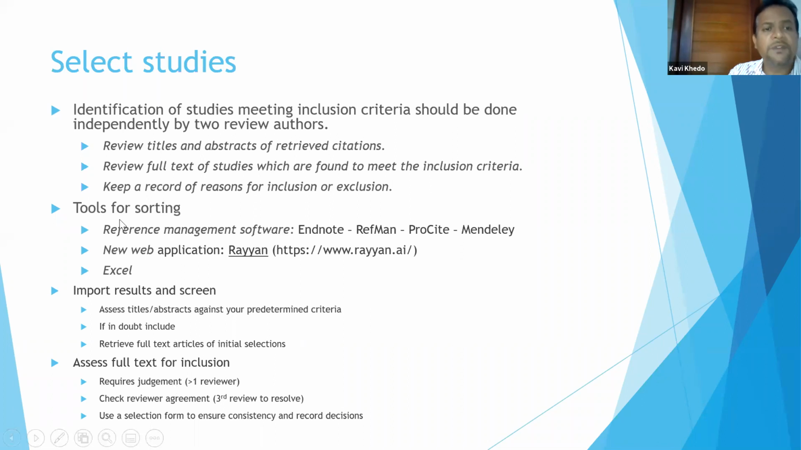You have different tools that you may use to sort your papers, EndNote, RefMan, all these, Mendeley is another one that you can use, or you can go simply for Excel. Okay, so these steps, after you assess your titles and abstract, then if in doubt, normally we include. We don't exclude, we include normally. Okay, it requires judgment. This is why you need to have more than one reviewer, and a third person can check in case there are conflicting views.